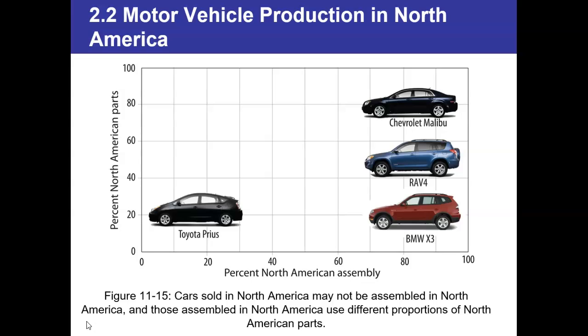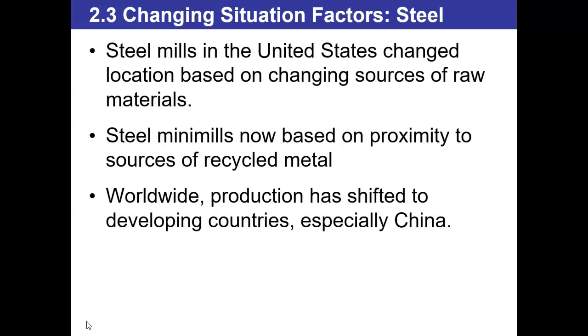Figure 11-15 shows that cars sold in North America may not be assembled in North America, and those assembled in North America use different proportions of North American parts. Situation factors have changed for steel.